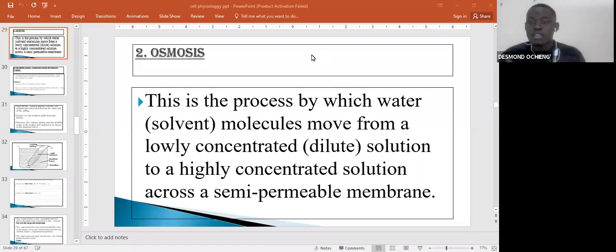Now, let me just try and make you understand what we mean by the word dilute solution and concentrated solution. It is important for us to understand what a dilute solution is, because as we proceed with the lesson, we will keep on meeting these two terms, dilute solution and concentrated solution. Now, a dilute solution is a solution which has less of the solute particles and more of the solvent particles.